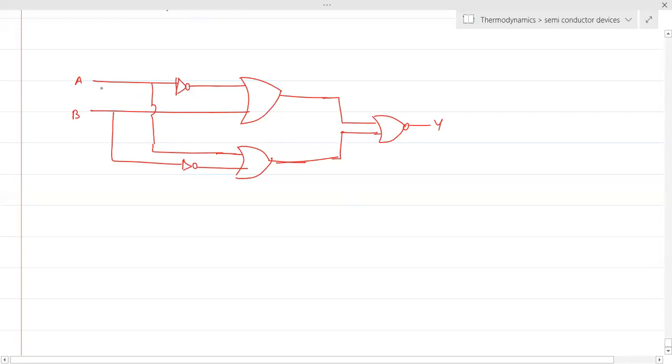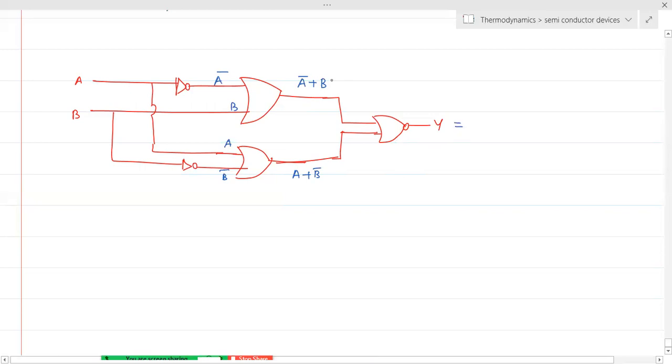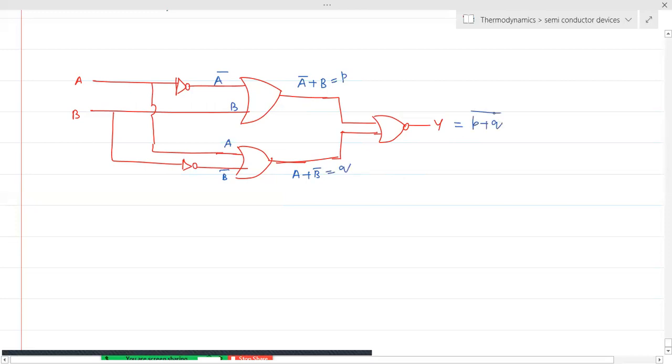Okay, now we will see. This is A, so this will be A bar. This is B, and this is directly A only. And if this is B, automatically this is B bar. So this is an OR gate. Therefore I am taking A bar plus B, and this is A plus B bar. This is P and this is Q. Let us say this is a NOR gate, so Y is equivalent to P plus Q, whole bar.